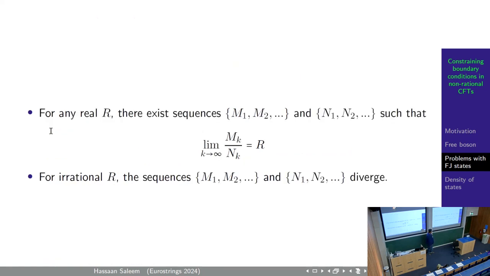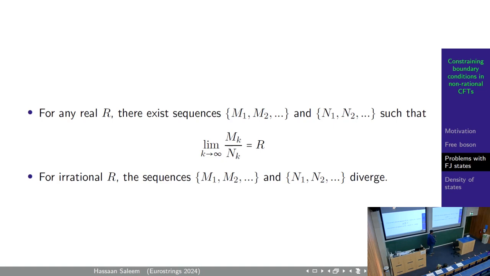Okay. Now, the fact that we're going to use is that if you want to approximate any real number r, you can do it by a sequence of rational numbers. So, for any real r, there exist sequences m and n such that this particular sequence converges to r. If r is rational, these sequences converge. It is easy to see. But that's not the case if r is irrational. If r is irrational, m's will become bigger and bigger, and n's will become bigger and bigger. So these sequences diverge.